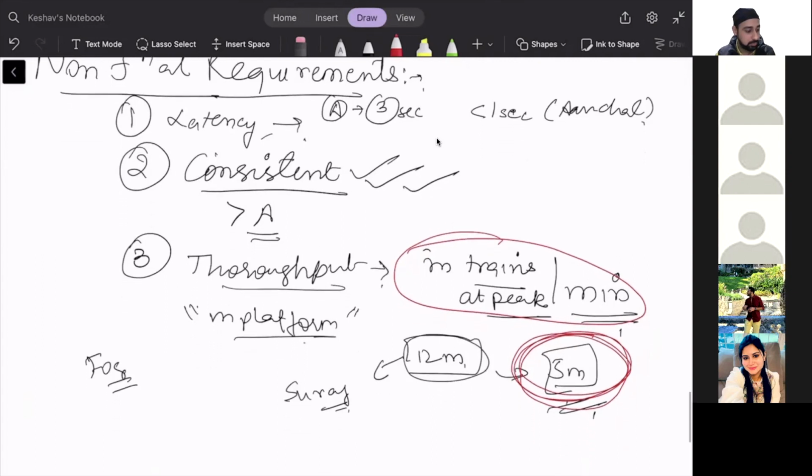Is it 5 minutes, you mean? Per minute. Okay, got it. 5M means if M platforms are there. Yeah, M is the number of platforms, sorry.